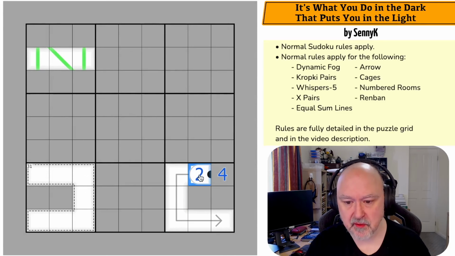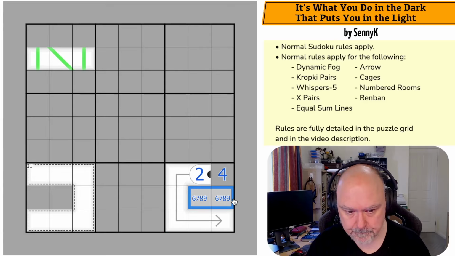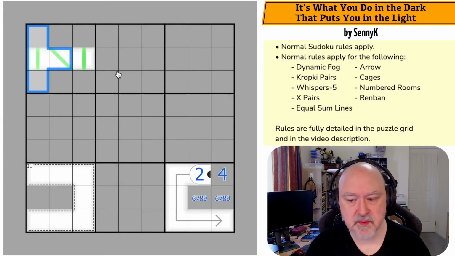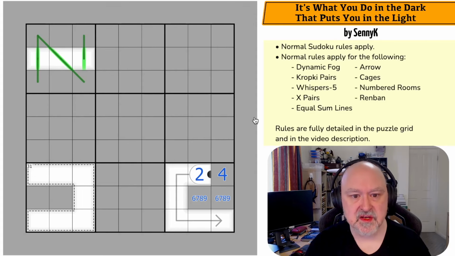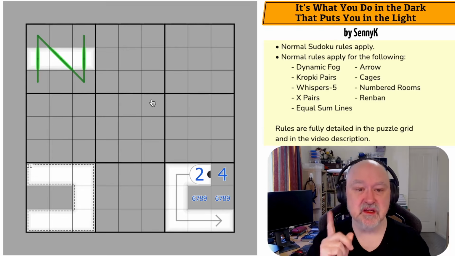But we do know now that we've got 6 plus 24, which is 30. Those have to sum to 15. So they're from 6, 7, 8, 9. Okay, we've got a whisper 5 line here, which is moving into that cell, that cell, that cell, that cell, and that cell. So it's shaped at least like that.